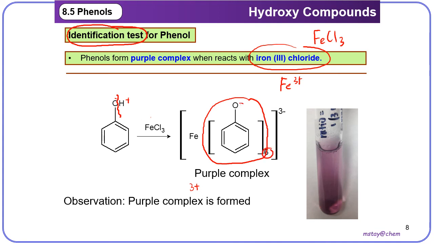So we have 6 here, so plus 3 and minus 6 will equal negative 3. That is why the overall charge here is 3 negative. Because this structure is a complex, we consider it purple. That's why we have the term complex, and the color roughly looks like this, the purple color. So the observation for the identification test for phenol with iron(III) chloride is a purple complex.